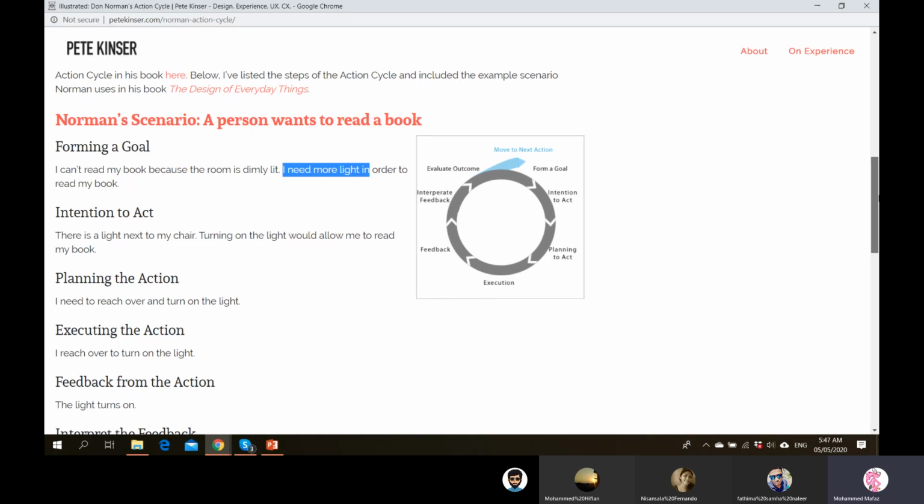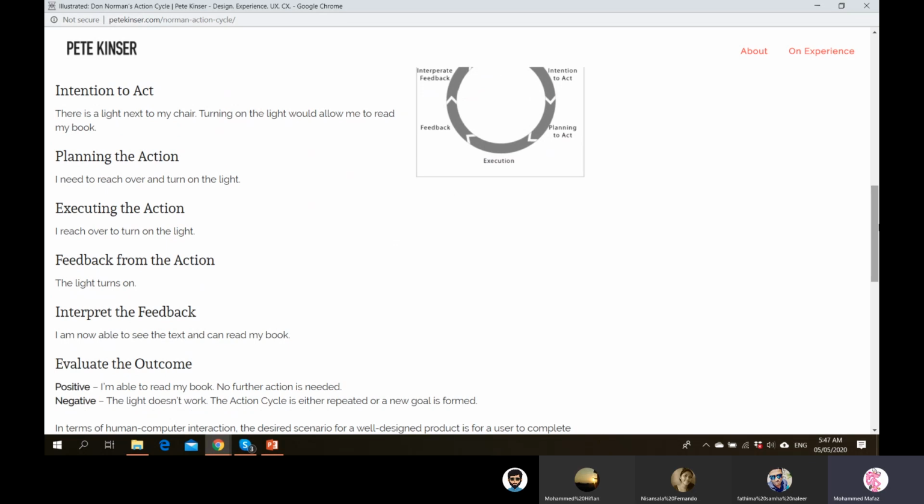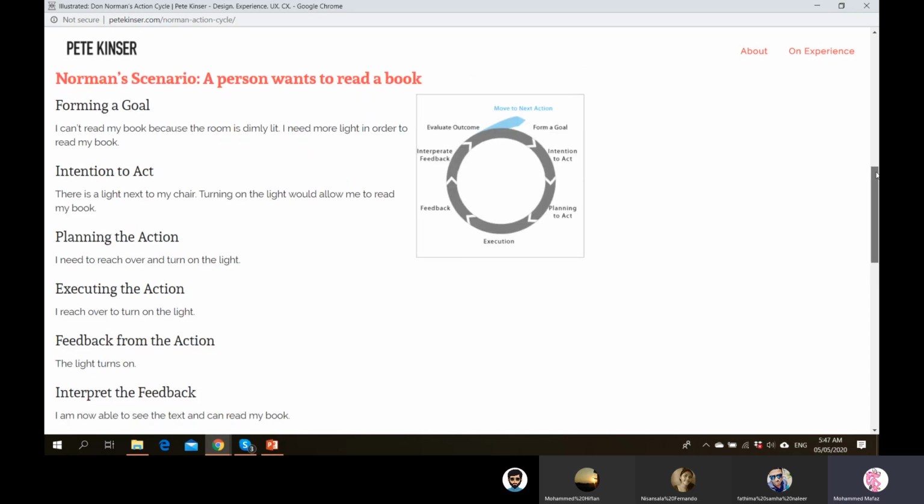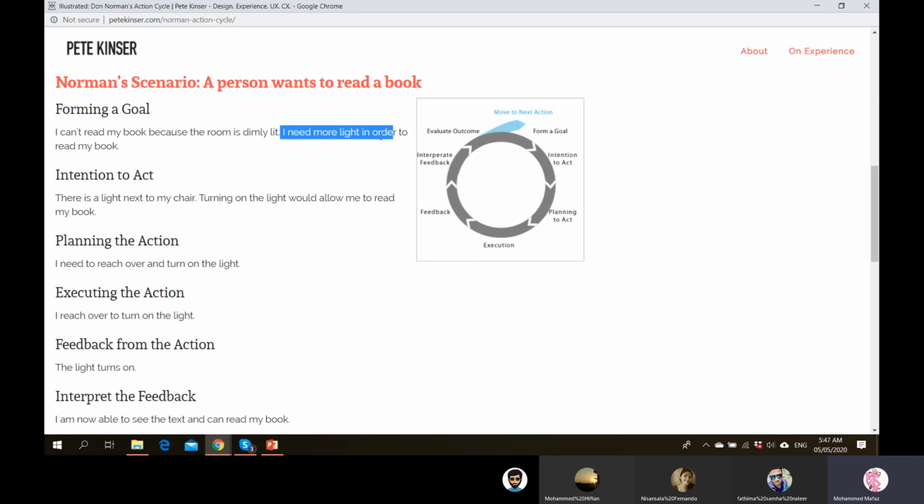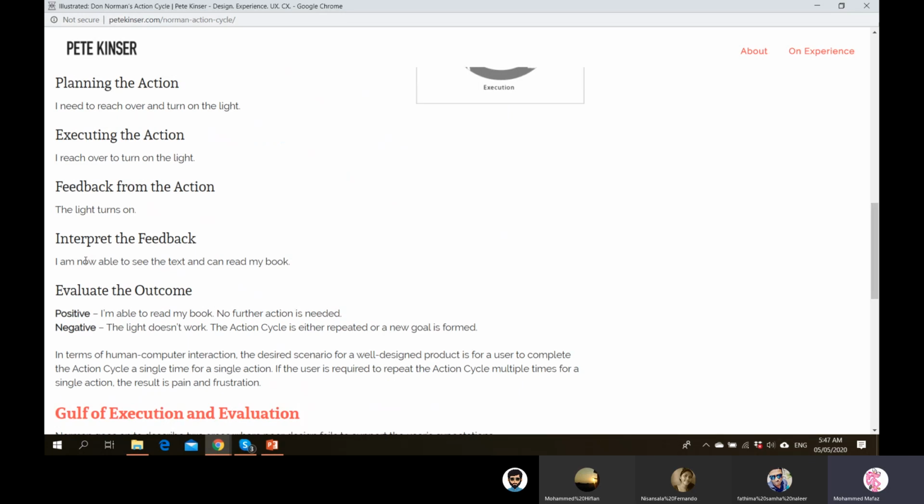So 4 stages over. Now the feedback comes from the other side. As you switch on, now the feedback is, so let's assume this is the successful scenario, the light is turning on. Now you interpret the feedback and see, I am now able to see the text and can read my book. Why? You are comparing it with your initial goal. What is your goal? You need more light in order to read your book. So you are interpreting it with the lights on and saying, okay, now you are able to see the text and you can read my book.